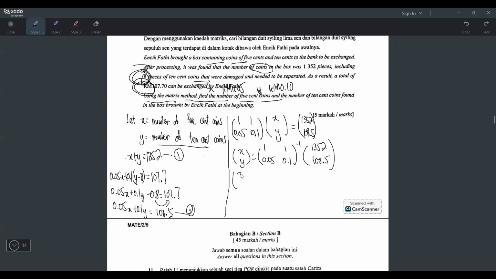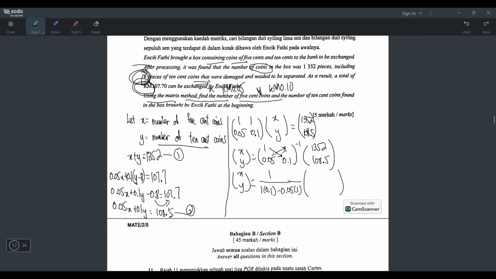Okay, what is the formula to do inverse? 1 over AD minus BC, then the bracket with D, A, negative B, negative C, right? But you don't have to memorize the formula. You just have to get used to how to do it. So 1 over, actually you have to cross multiply, and you have to start from the top. So it's 1 times 0.1, and then minus, because that's the formula, minus 0.05 times 1. This is the formula, you just follow the formula.